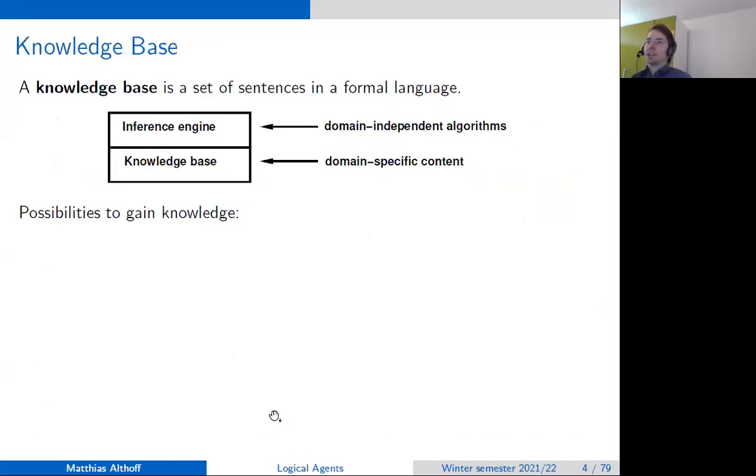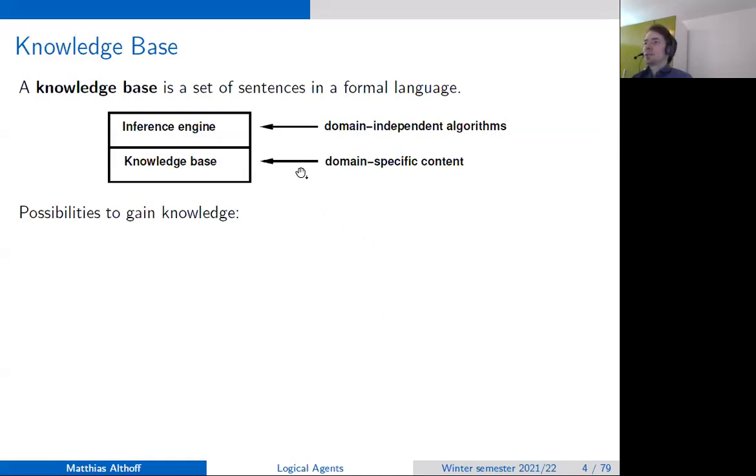Okay, so first of all, what is a knowledge base? It's typically a set of sentences in any formal language. It could also be a SQL table, so essentially a database, or it could be a list of statements in first order logic or in propositional logic.